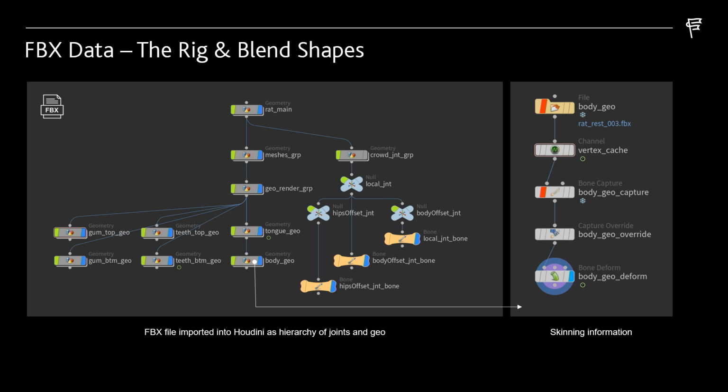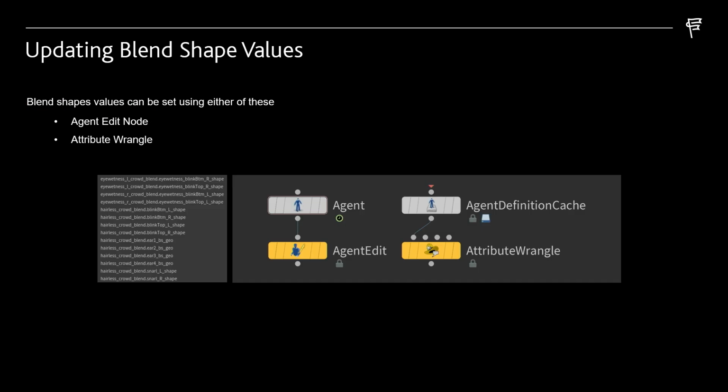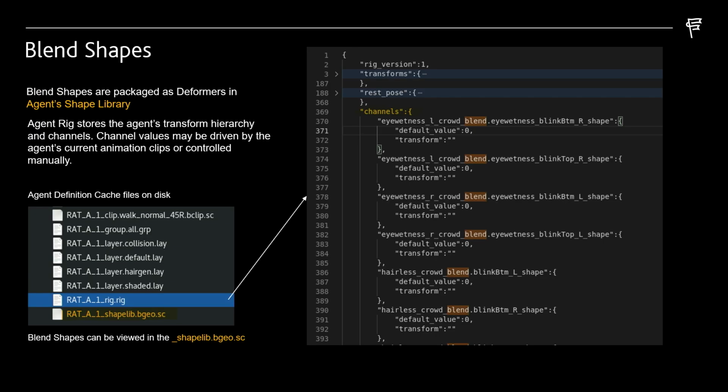So, in terms of crowds, this is how the data comes in. You don't actually have to bring in FBX with all this. You don't have to keep the FBX as a graph inside of Houdini, but you can just read the FBX data on nodes like agent node or agent clip node. So that's exactly what we did. We started working with blend shapes.